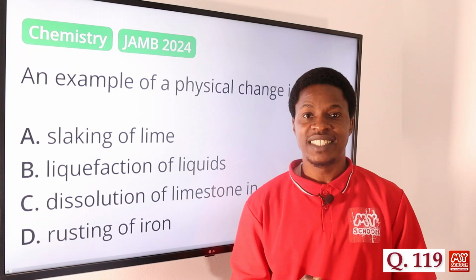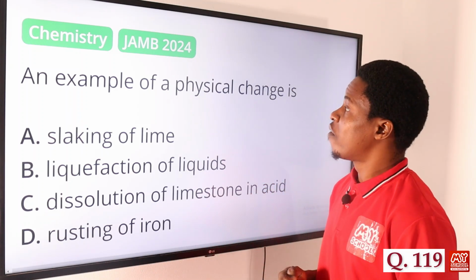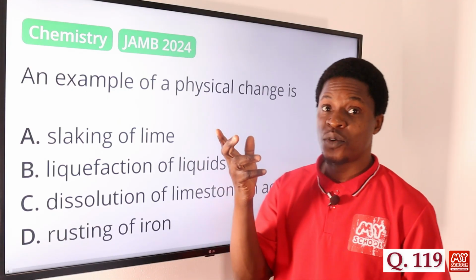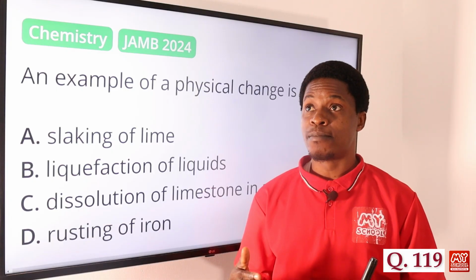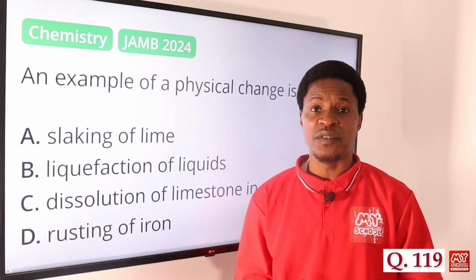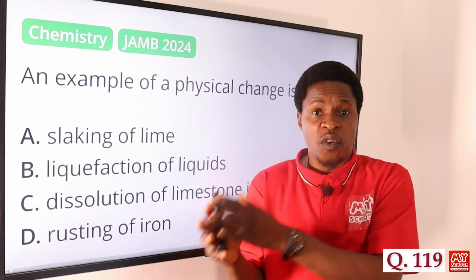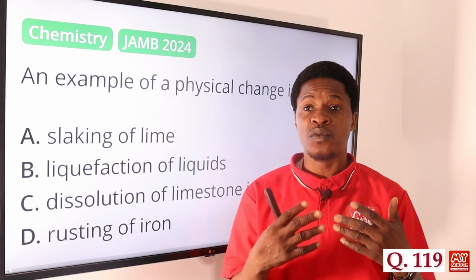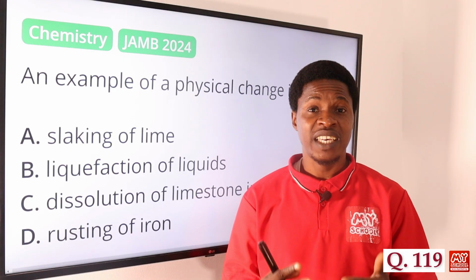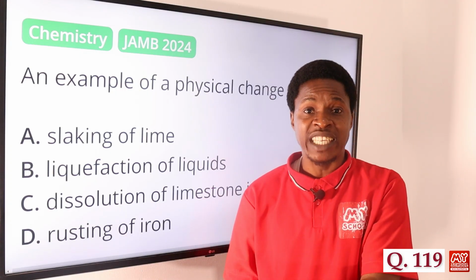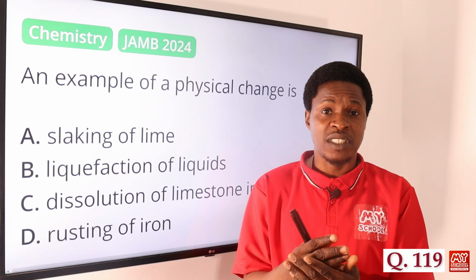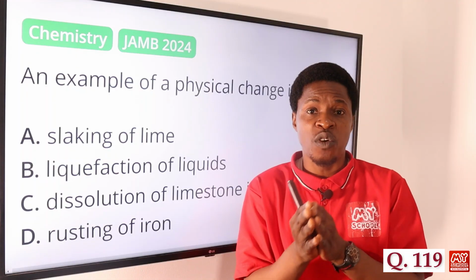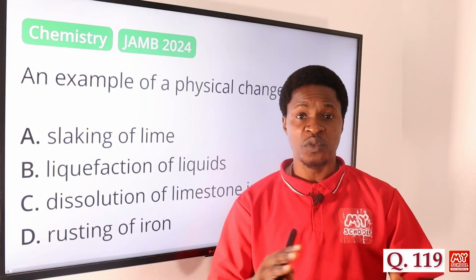Question number 119. An example of a physical change is, don't forget, physical change has to do with a change where no new substance is formed. The composition remains the same. Even if a product is formed, you can still form back what you had initially. For instance, if you freeze water, it turns to an ice block. If you bring the ice block out again and increase the temperature, what happens? The ice block is going to melt and go back to the water you formed. So that is a physical change because you can get that back.